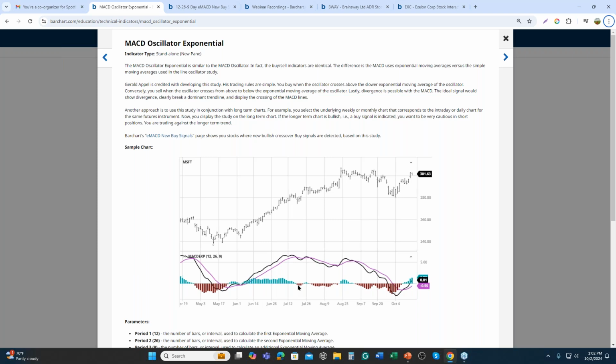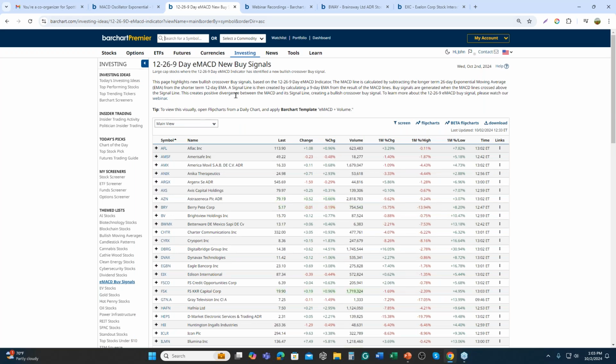A second line is called the signal line, by the way; the first line is called the MACD line. The signal line is created by calculating a moving average of the difference between the long and short moving averages. In other words, an average of averages. When the faster MACD line crosses from below to above the smooth signal line, this generates a buy signal. Barchart's eMACD new buy signal page identifies large cap stocks where the eMACD indicator has produced a new buy signal.